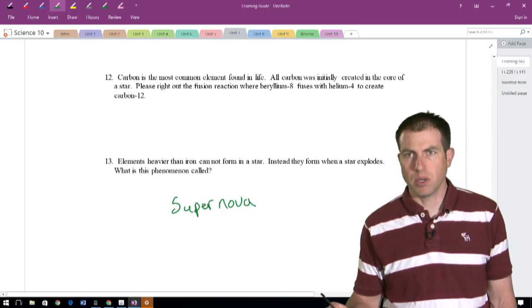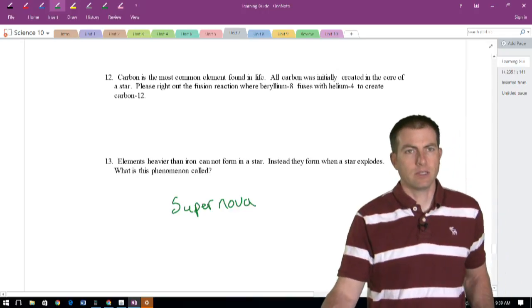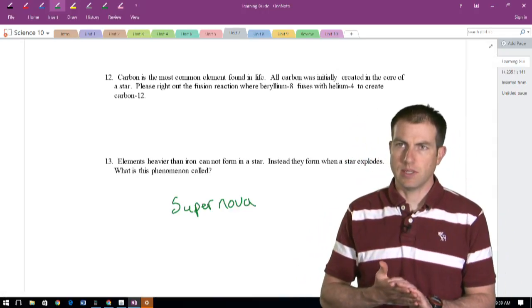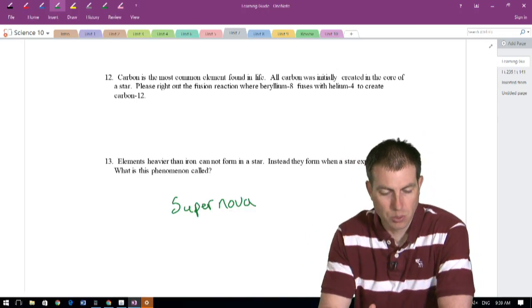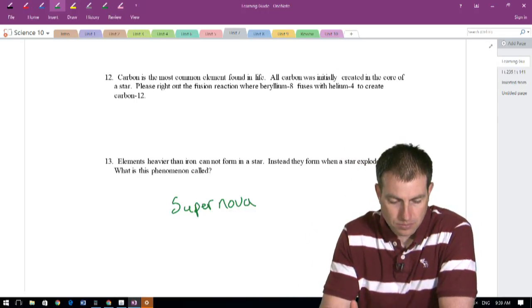A supernova. You've probably heard that term before. Thanks, Kaylin. Look at that. Shows up, has the answer right away. Looking good, Kaylin. Looking good. Supernova, yeah, when a star explodes.